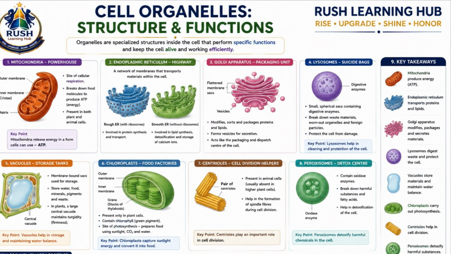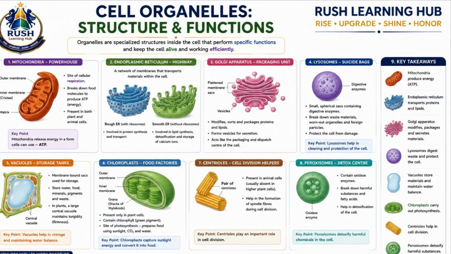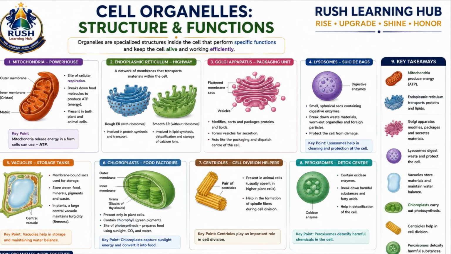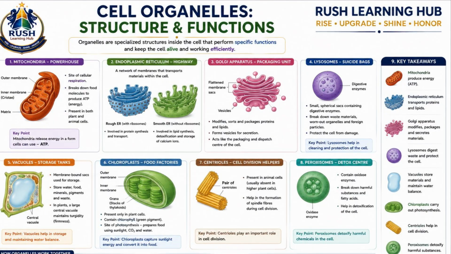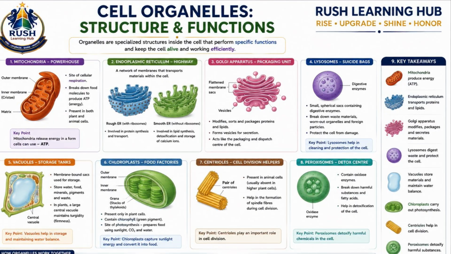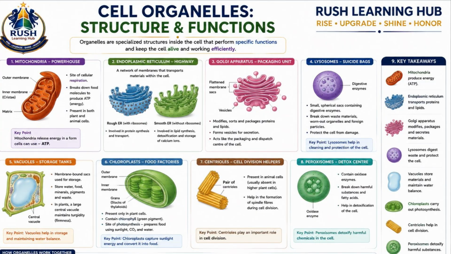The second type is chromoplasts. Chromoplasts contain pigments that give flowers, fruits, and some plant parts their bright colors such as red, yellow, and orange. These colors help attract insects and animals for pollination and seed dispersal.